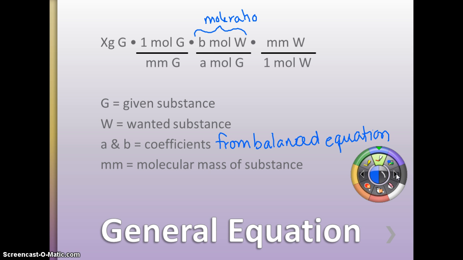Molecular mass, so you got to find that of the compound. Remember, anytime you see grams, you got to find the molecular mass of the compound. So you're going to do a mole conversion to get from grams to moles. That's this piece. Then you're going to do your mole ratio. Then you're going to do another mole conversion to get from moles to the grams of the substance that you want.